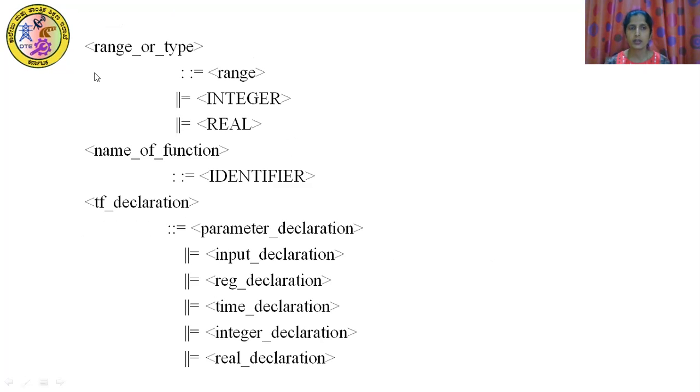So here in the function declaration syntax, range or type will be the range of the data we are going to use in the function, and the type can be integer, real, like that. So in the function declaration part, what all can be declared? We can declare parameters, inputs, registers, time, integer, and real. And the name of the function is an identifier, which is a user-defined name.